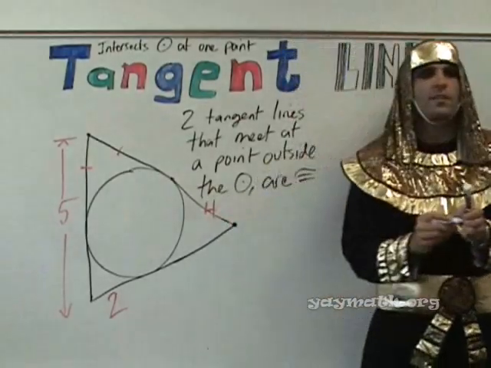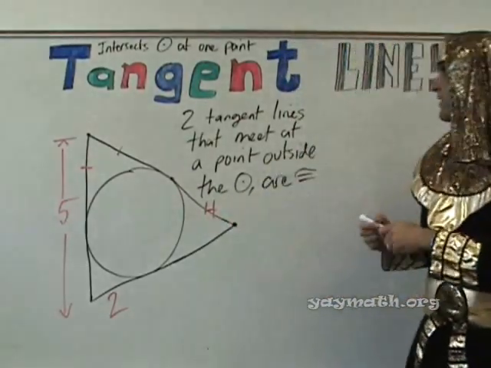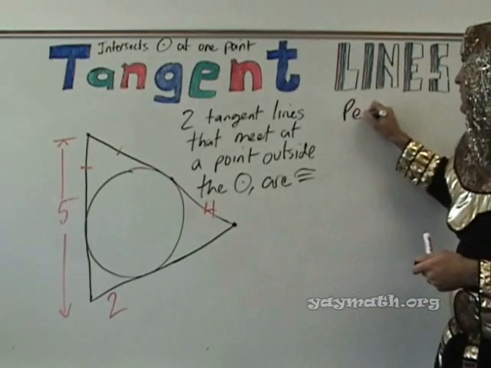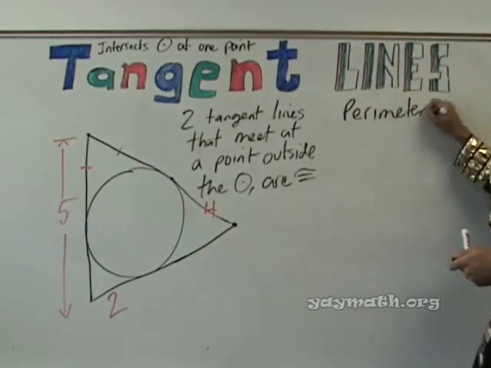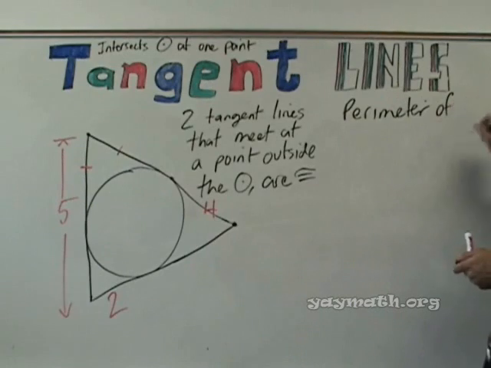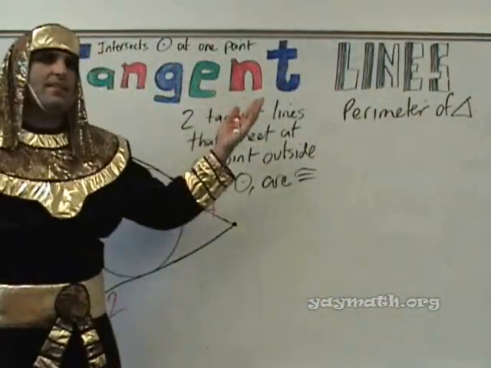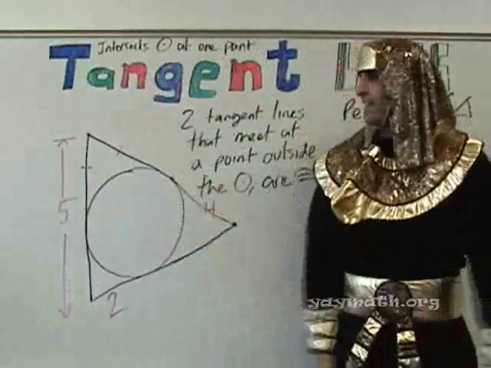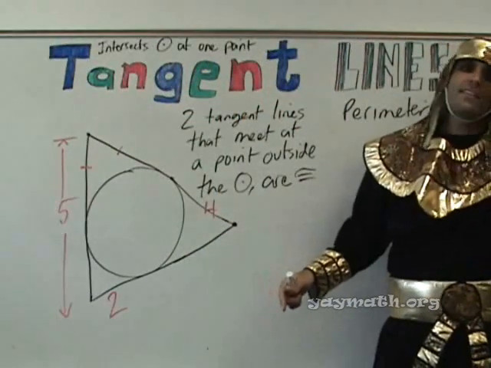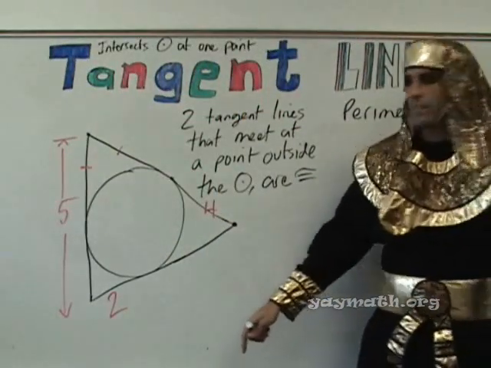Okay. Question we'll ask: what is the perimeter of the triangle? What's the perimeter of the triangle? Okie dokie. Let's start with the easy one as I stand in front of it. What's easy about this, considering maybe this is 2?